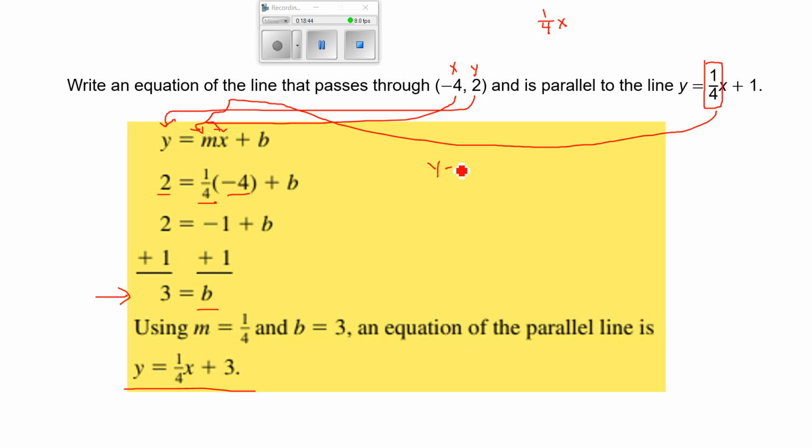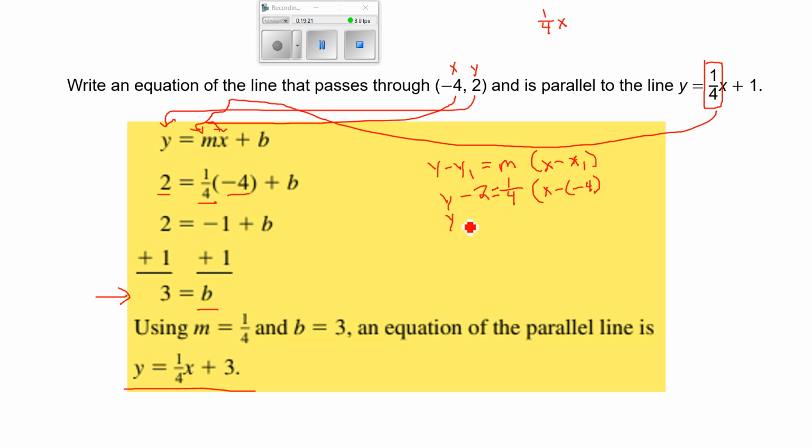y minus y1 equals m times x minus x1, right? That's our point slope formula. So I'm going to replace my slope with 1/4, my x with negative 4. So this would be x minus negative 4. And then my y with 2. So this would be y minus 2. Now this is going to give me the whole equation. So let's work this out.